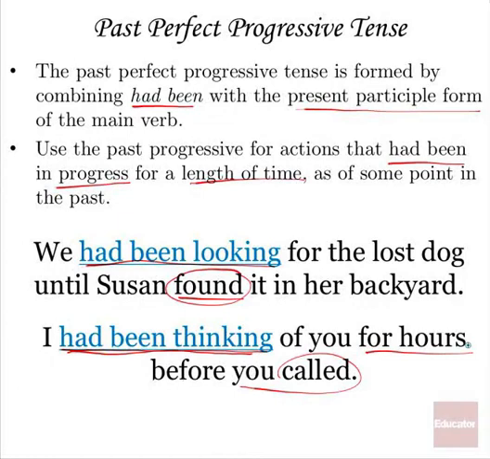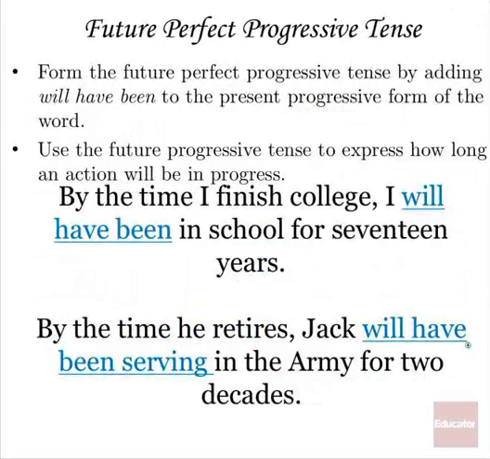So, you use the past perfect progressive. Now, future perfect progressive. You form this by adding will have been to the present progressive form of the word. You use this tense to express how long an action will be in progress. So, let's look at some examples.